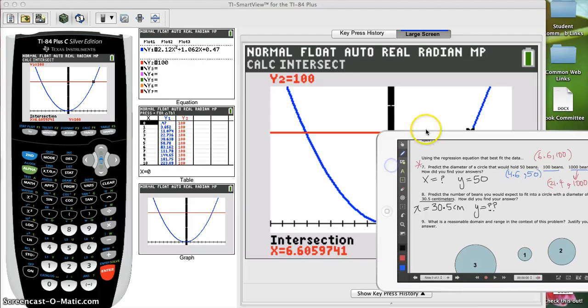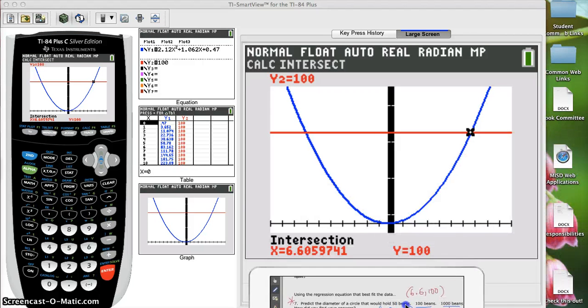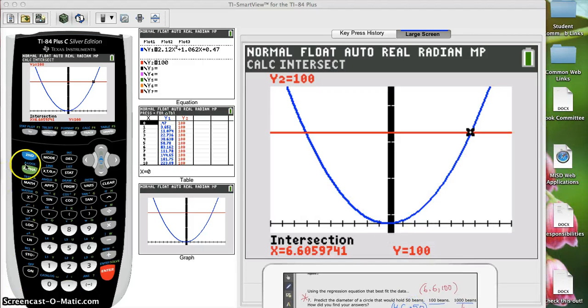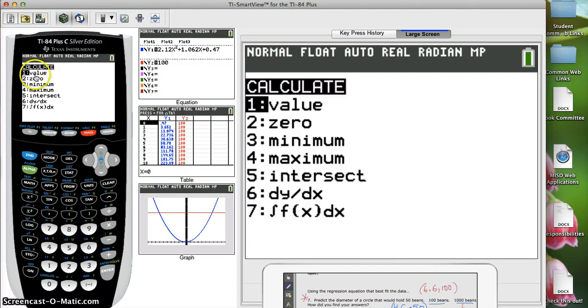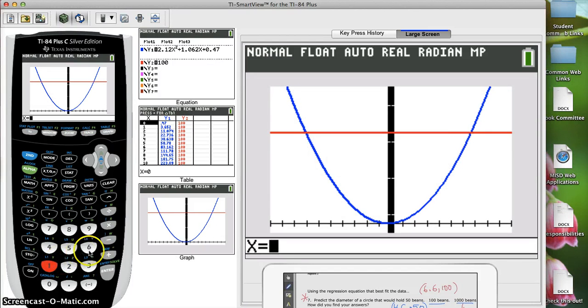Now, the first method is, since you like second trace a lot, I'm going to start with that. You need to go to second trace, and you need to press number 1, value. It means you have the x value. Okay, so you press number 1. So you go to second trace and then number 1. Now it will ask you, you want the value for what x? So I want 30.5. Okay, so you type in x equals 30.5.